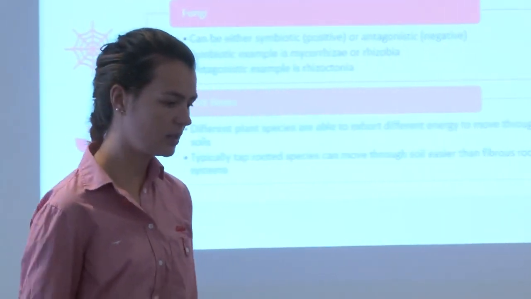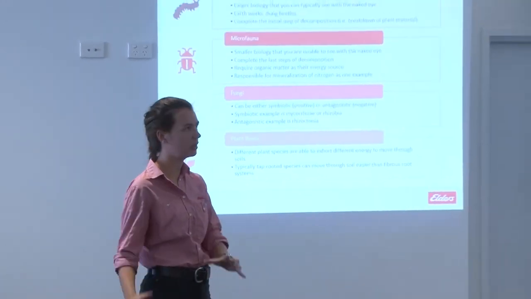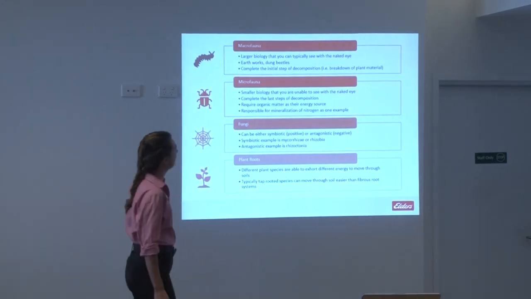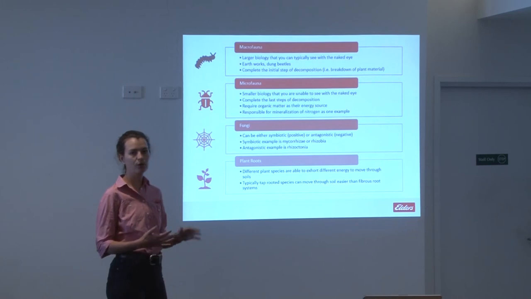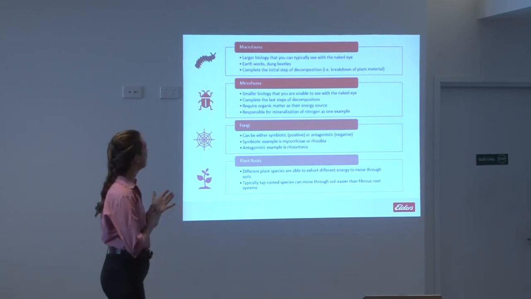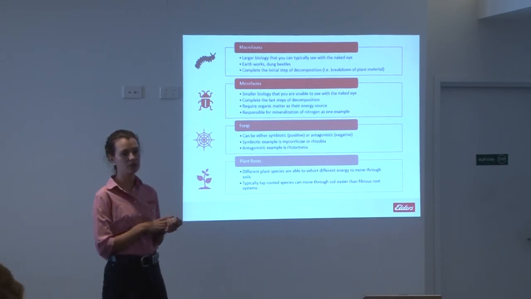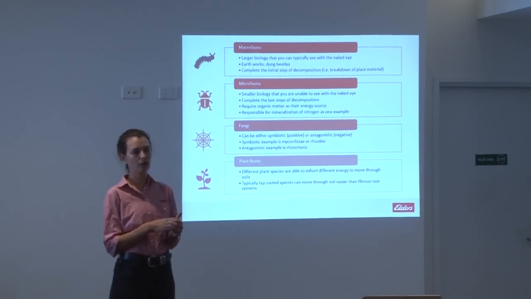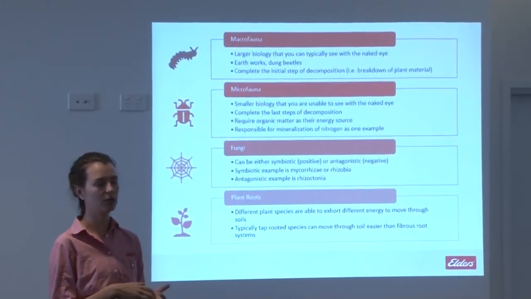And then I suppose the last thing to touch on is the soil biology segment of soils. So macrofauna, that's your larger biology that you can see with the naked eye, earthworms, earwigs, dung beetles, and they essentially complete the initial step for the decomposition process. So they essentially make the stubble, for example, small enough for the fauna to then get at it and break it down to those original nutrient elements.